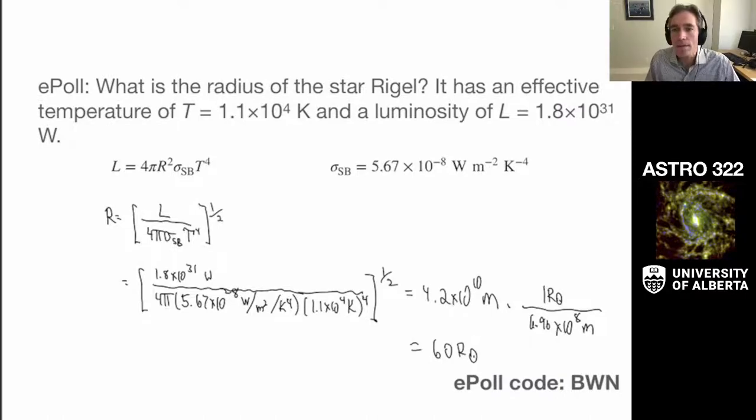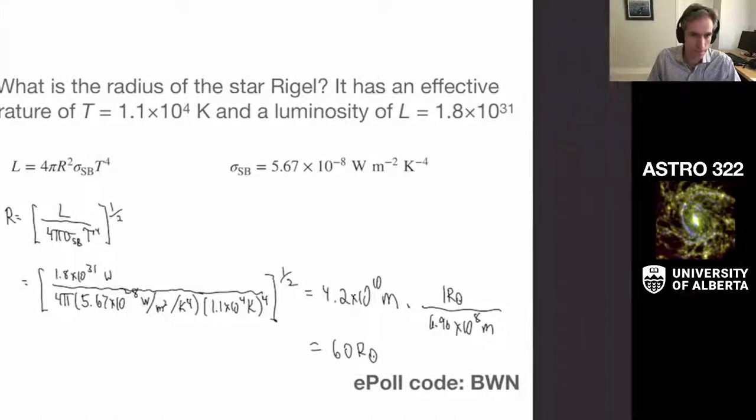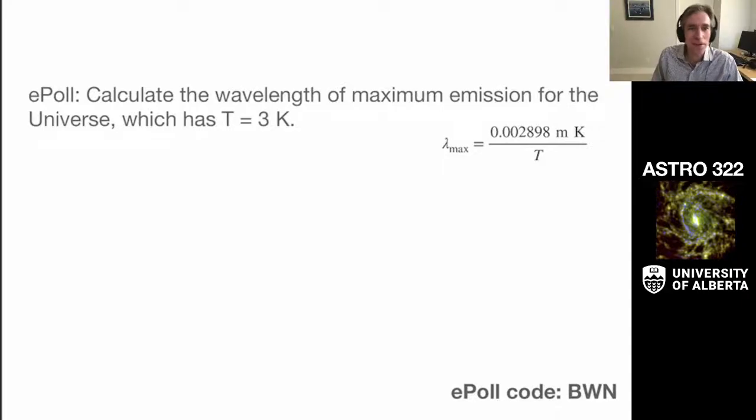Okay. So let's call that that, and moving on. Next question is, what's the wavelength of maximum emission for the universe, which has a temperature of 3 Kelvin? This is the Wien law. And this would be hard if I expected you just to know the equation.